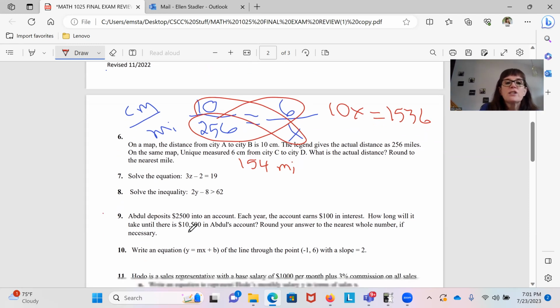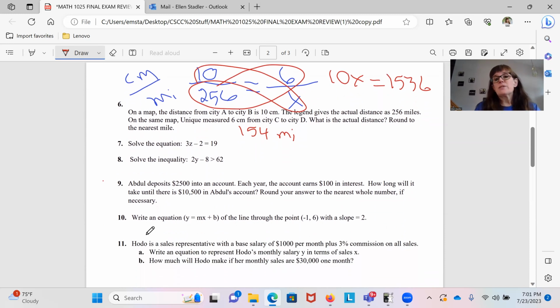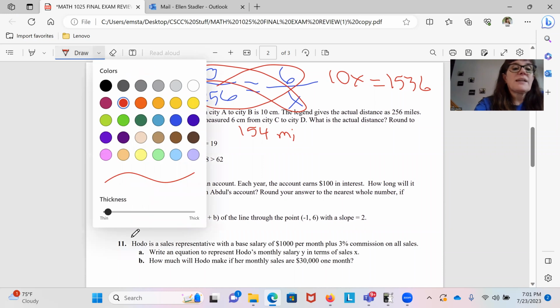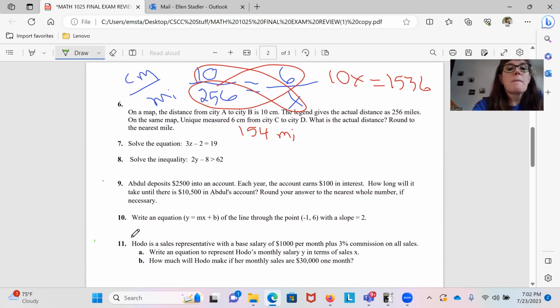Number 8 should actually work very, very similarly to how you did number 7. It's actually the same steps. Solving an inequality is almost exactly the same as solving an equation. So I'm trying to get y by itself in this problem. So the first thing I have to do is add 8 to both sides.